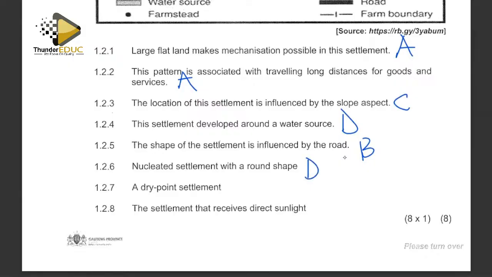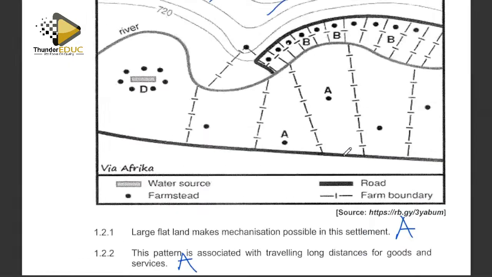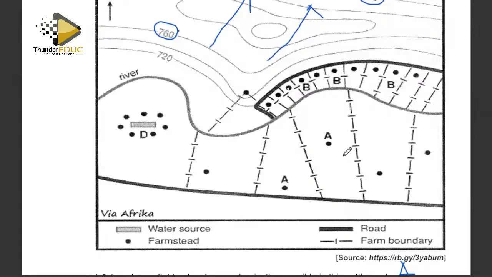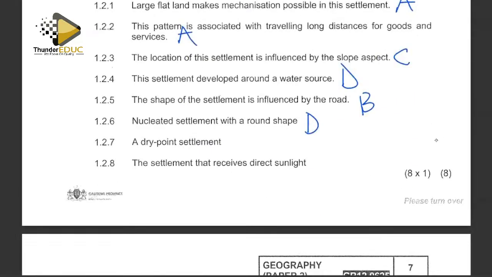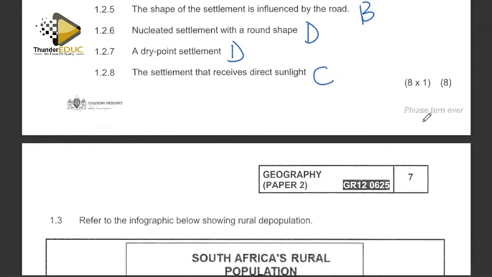Then a dry point settlement. A dry point settlement, we are looking at a settlement which is established away from water for the risk of flooding. If you check, settlement B is located further away from the river here. So it's a dry point settlement. A settlement that receives direct sunlight, like what we talked about with slope aspect, it's C.